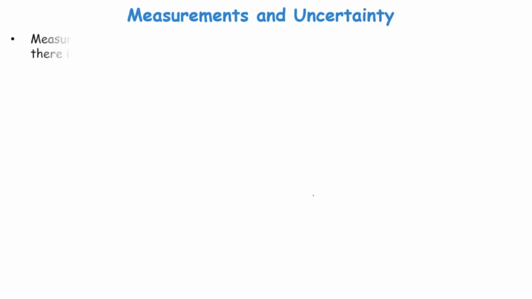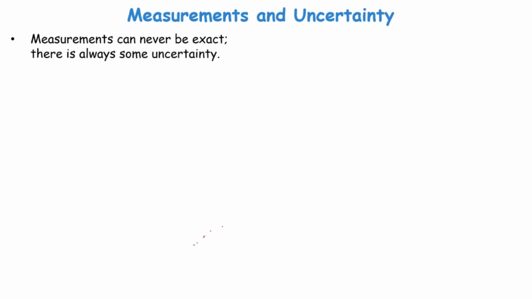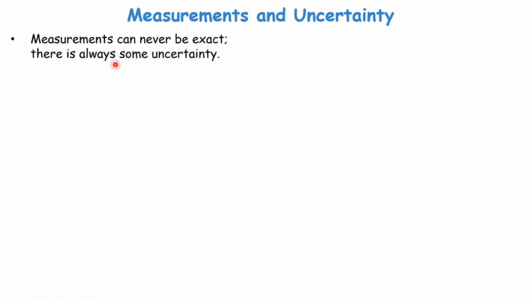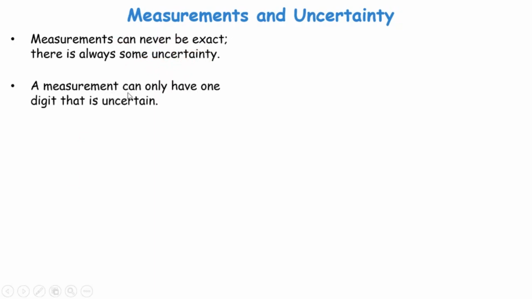Measurements and uncertainty. Whenever you perform measurements, you always have uncertainty. You will always have some errors, in other words. A measurement can only have one digit that is uncertain. In other words, the last digit in a significant figure for a measurement is uncertain.